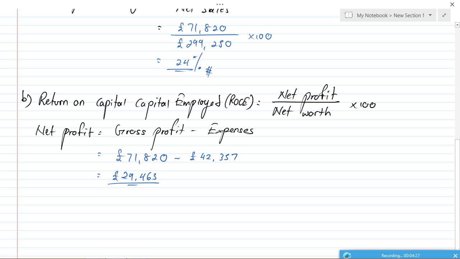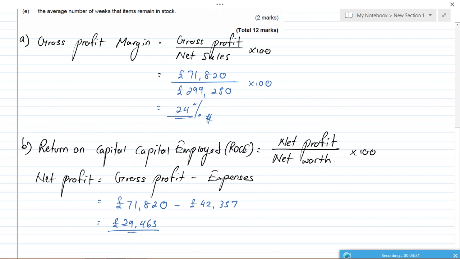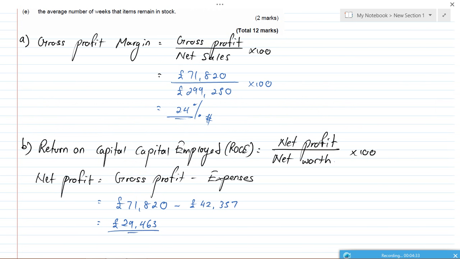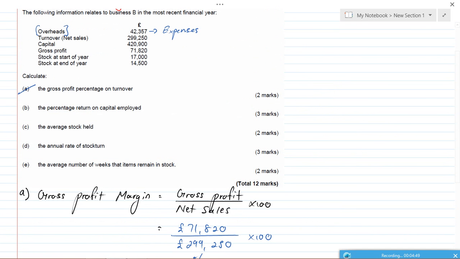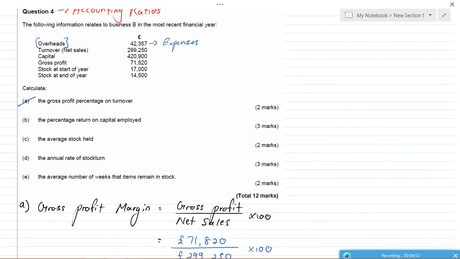Now, how about net worth? Net worth. Now, if you still remember the net worth formula, you must take non-current asset plus current asset minus current liabilities minus non-current liabilities. That's how you get net worth. But however, we don't have the what? The information of non-current asset, current liabilities and non-current liabilities. So alternatively, what they gave you?